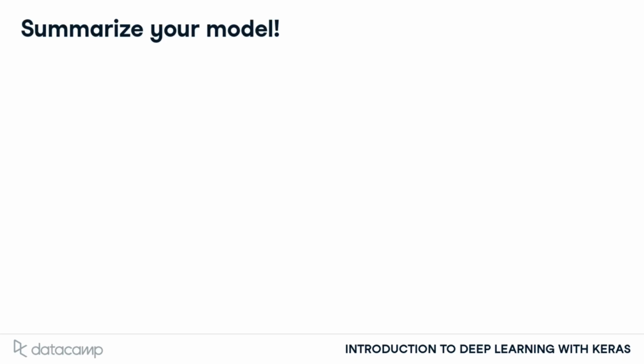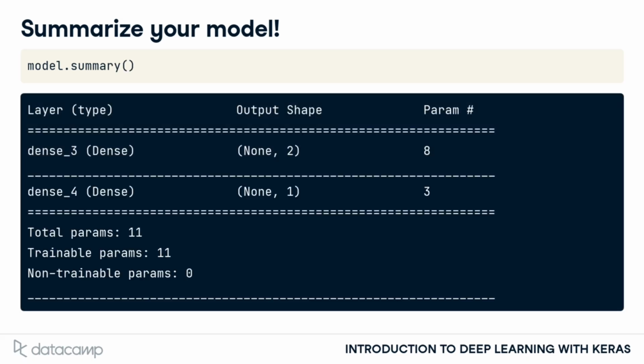Once we have created our model, we can call the summary method on it. This displays a table with 3 columns, the first with the layer's name and type, the second with the shape of the outputs produced by each layer, and the third containing the number of parameters. These are the weights, including the bias weight of each neuron in the layer.